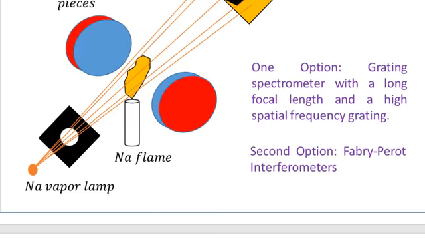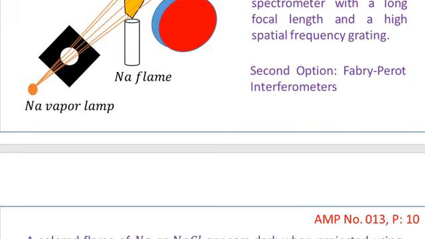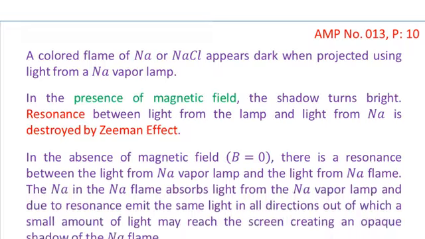At the time when this experiment was done, it was a problem to have a very high resolution spectrometer, and then the grating spectrometer was used. But in today's world, there is no problem, because very high resolution spectrometers are available now for the measurement of such splittings under the application of the magnetic field.